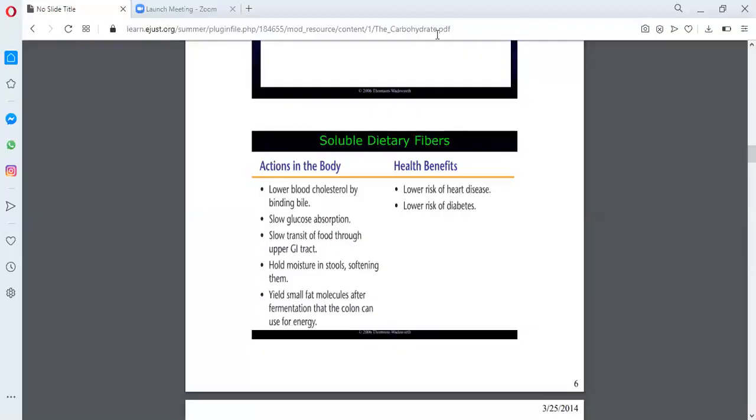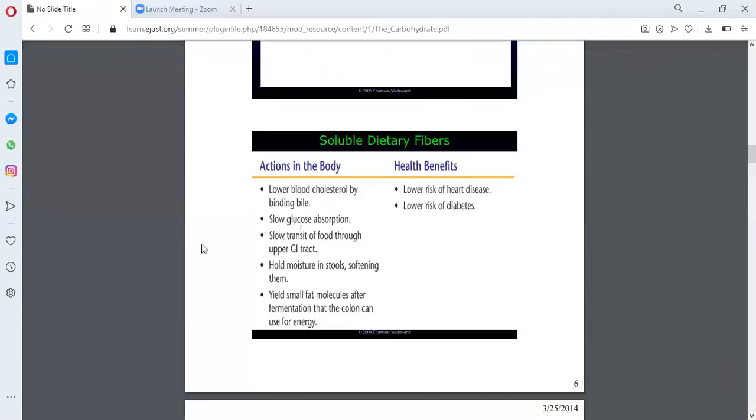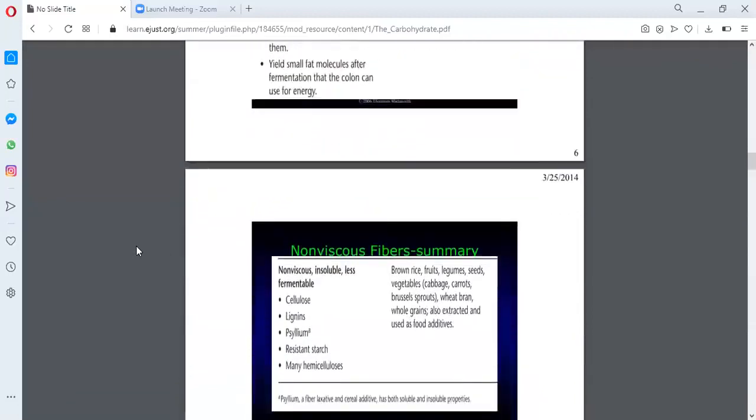Okay, I just resume it. So, thank you. Please remember these two tables by heart, because they contain the functions, sources, and differences between soluble and insoluble fibers. Can you scroll down a bit, Ahmad? Okay, more and more.